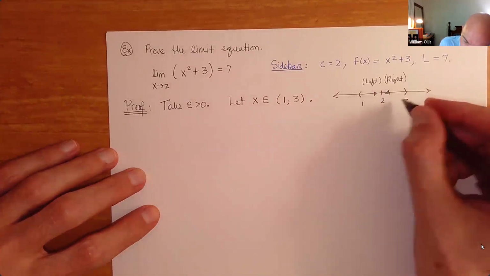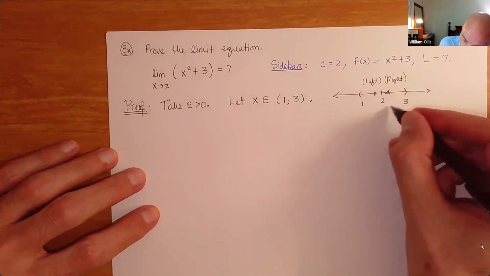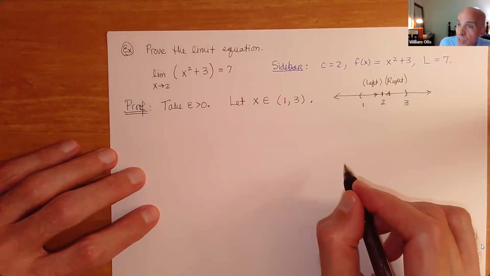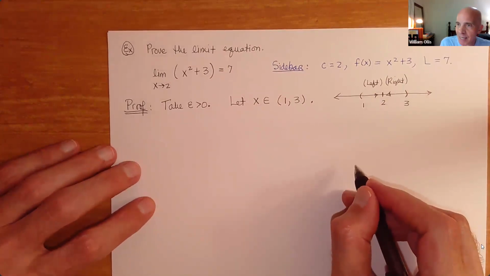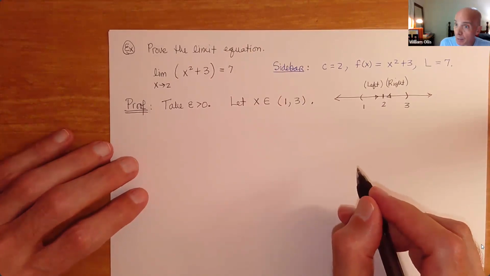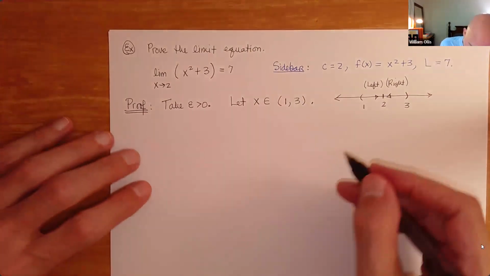So just remember the distance here between 2 and 3 is 1. The distance between 1 and 2 is 1. So that's basically saying a delta equal to 1. And can we improve upon that? Okay, so let's move forward.